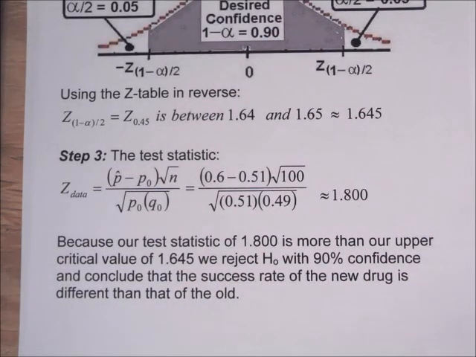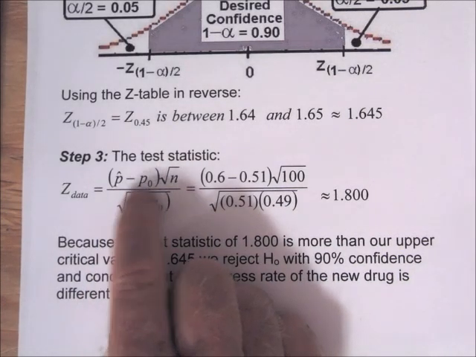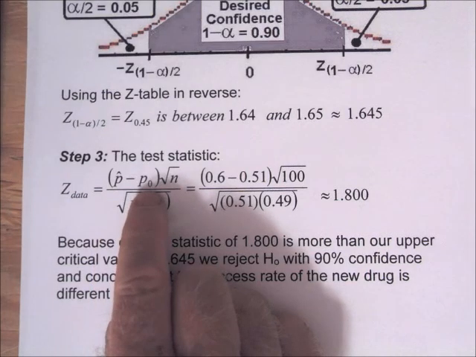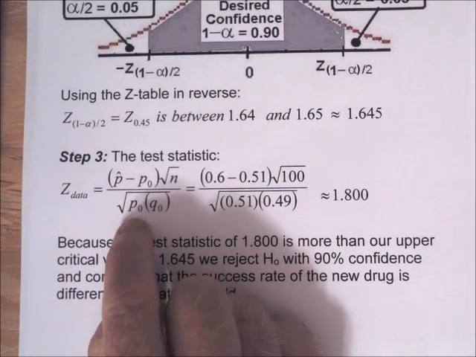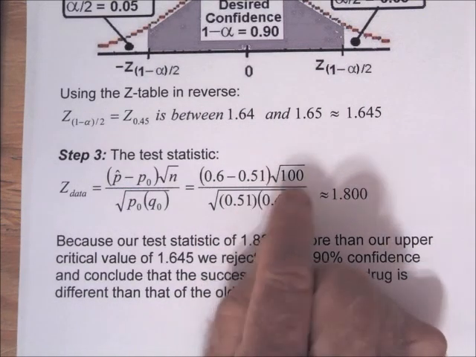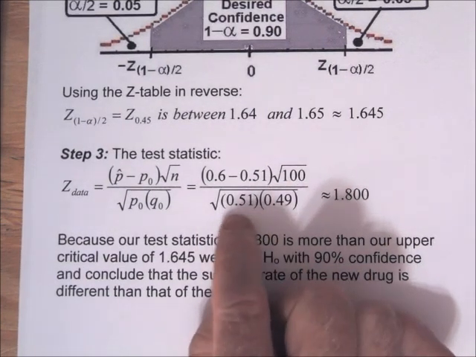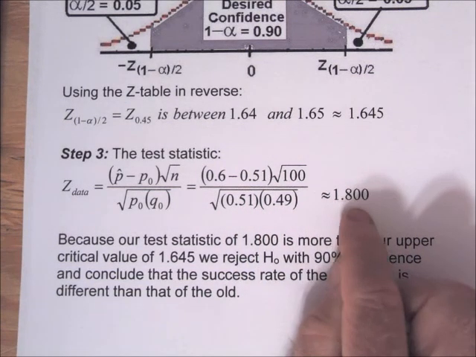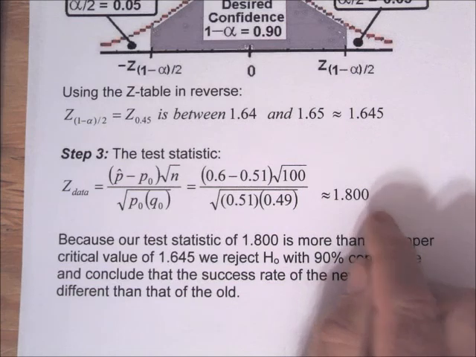It's basically a variation on the z-scores that we were computing earlier in the course. P hat minus P0, so basically the score minus the mean over the standard deviation, but that's P hat minus P0 times square root of n over square root of P0 times Q0. So it's 0.6 minus 0.51 times square root of 100 over square root of 0.51 times 0.49. That comes out to be about 1.800.